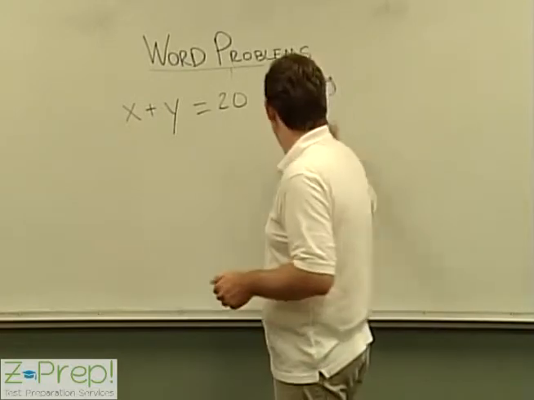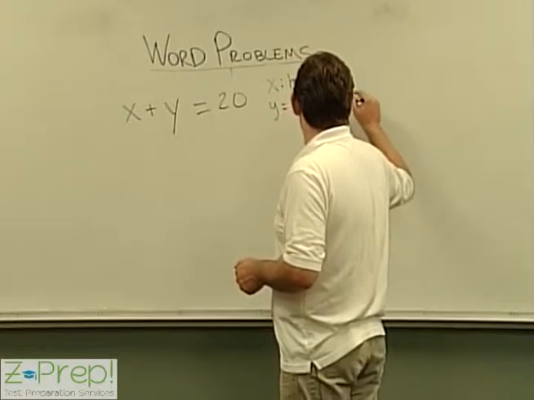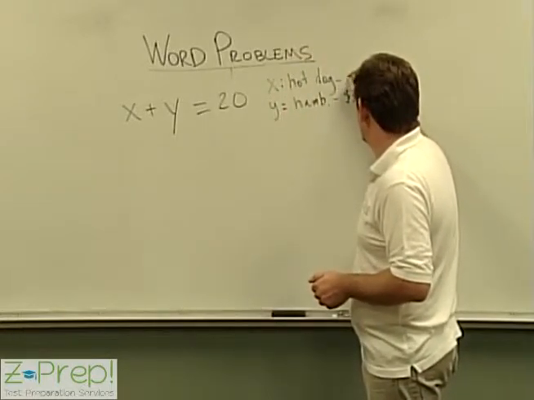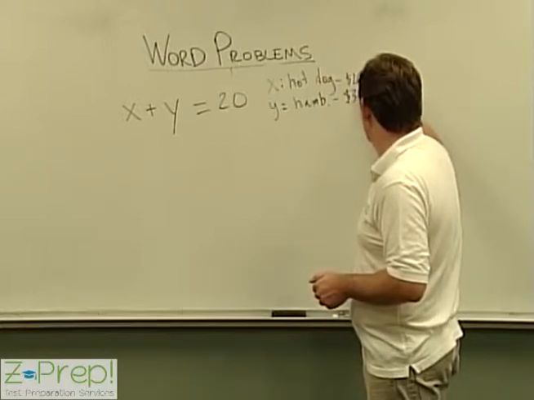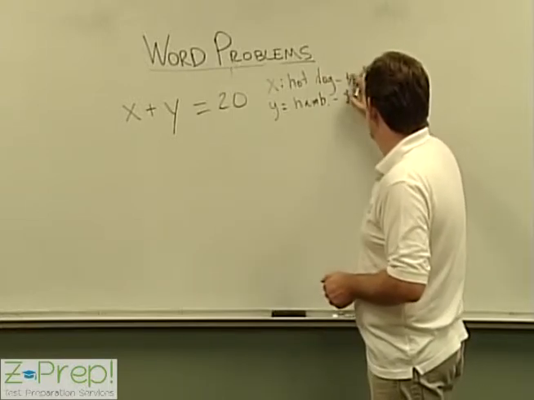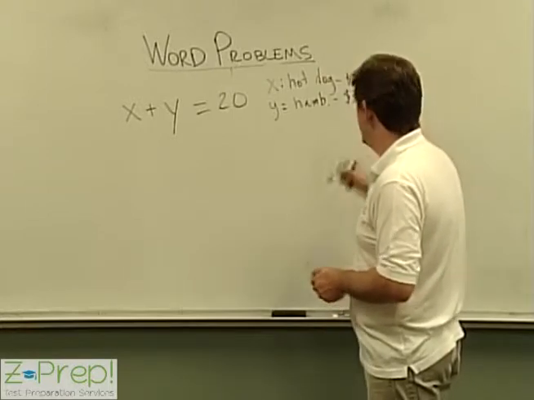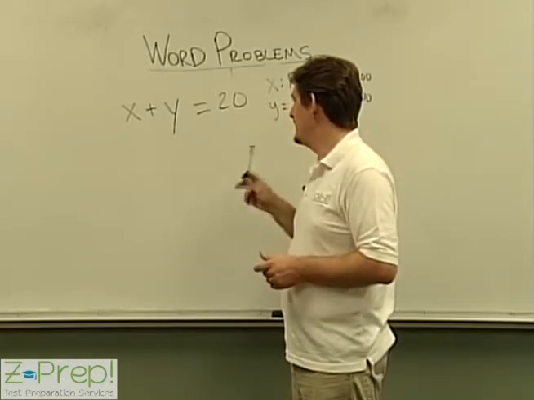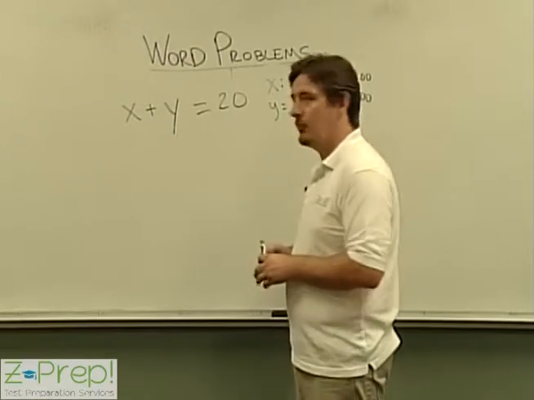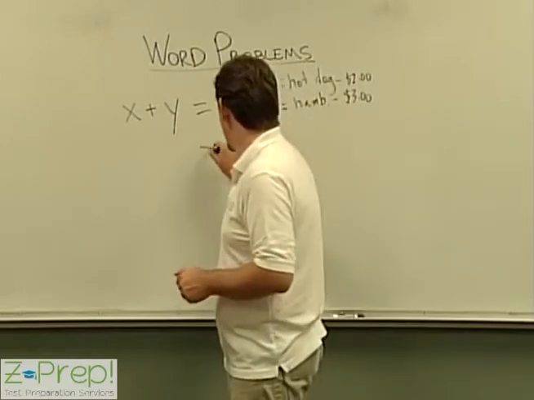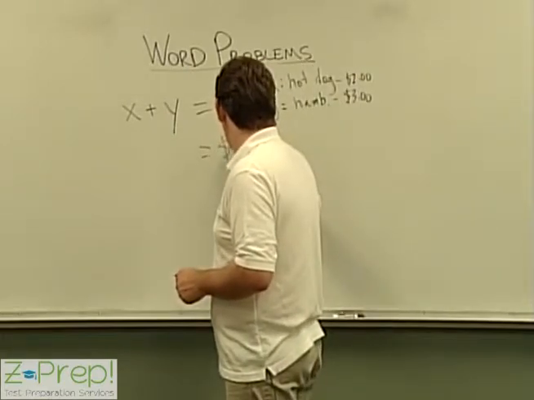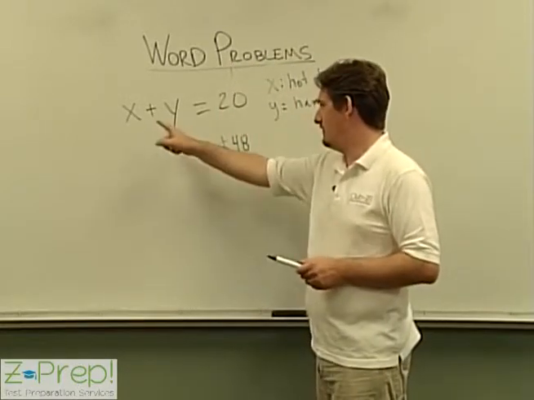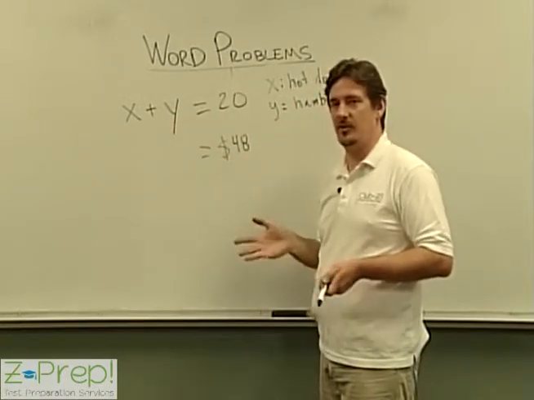So a hamburger costs $3 and a hot dog costs $2. So now we're going to get an amount that he spent. He's going to spend $48. So you have one equation for money and one equation for amount. One amount plus the other amount is 20 for the total.